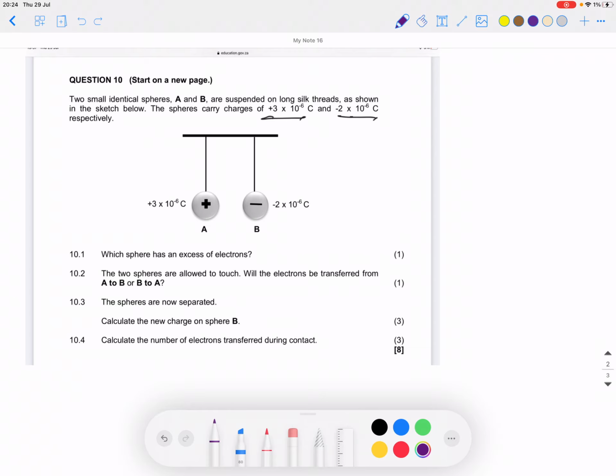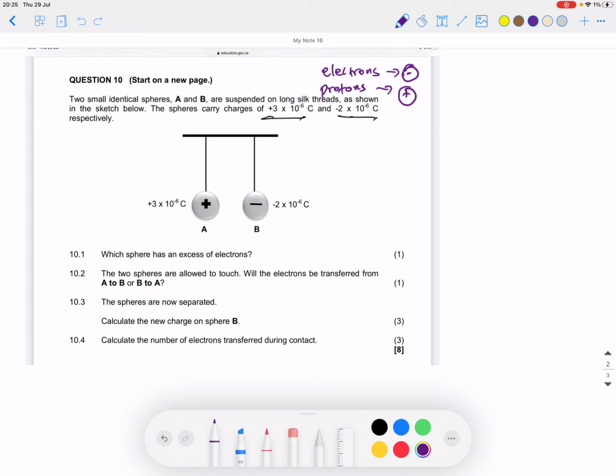We know that electrons are carried by a negative charge and protons are carried by a positive charge. If they ask which one has excess electrons, you check which one is negatively charged.